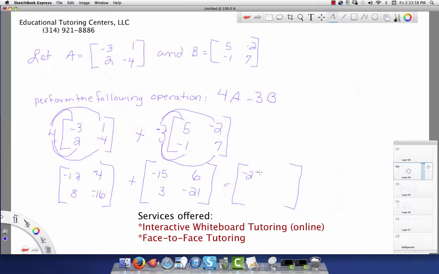And then this here is a positive 4. So 4 and 6 is 10. And then 8 and 3 is 11. And negative 16 and negative 21 is negative 37. And that's all you have to do for those.